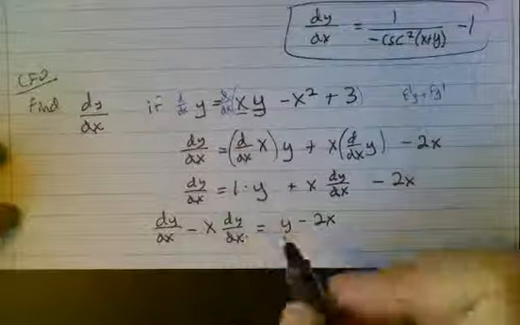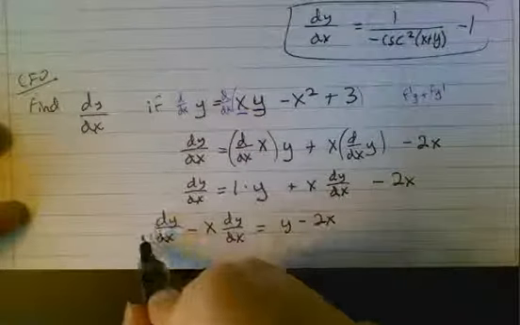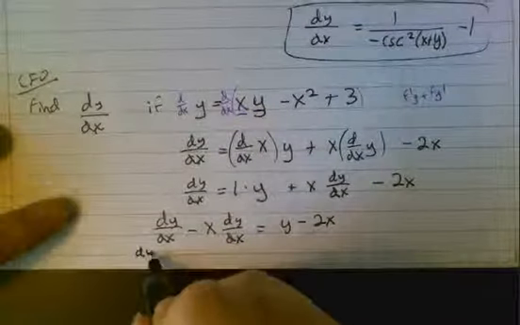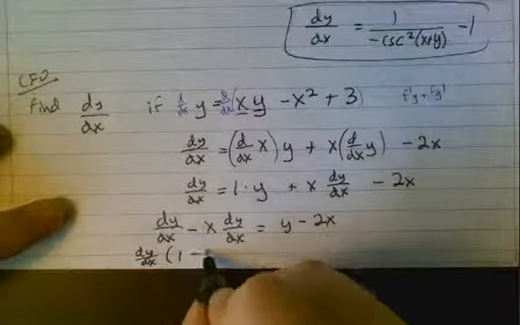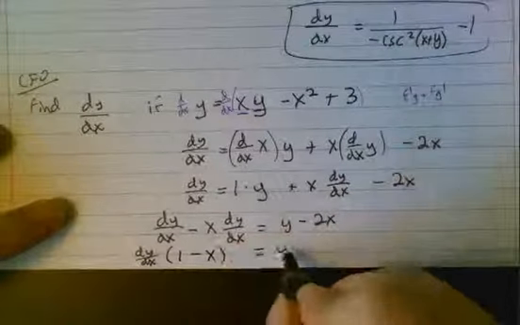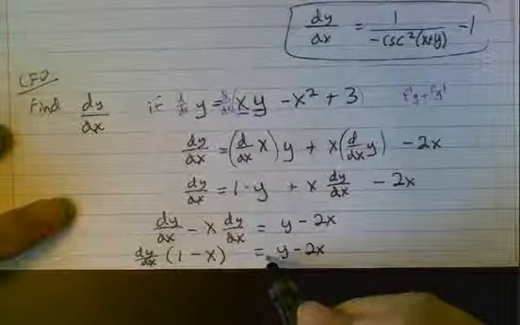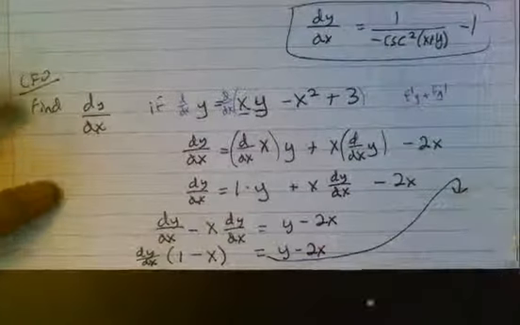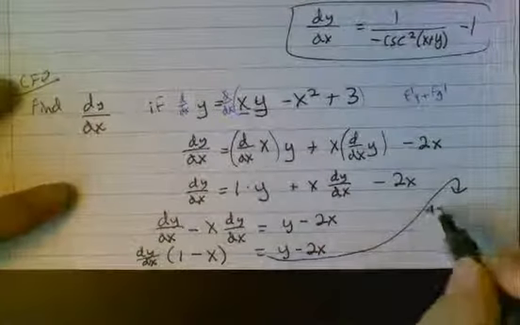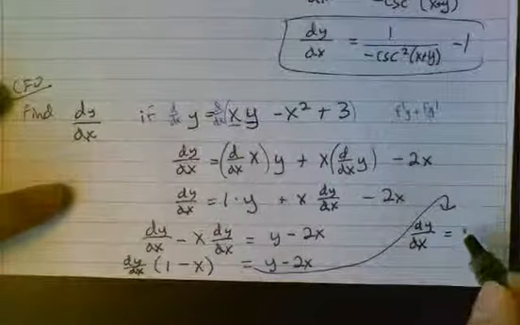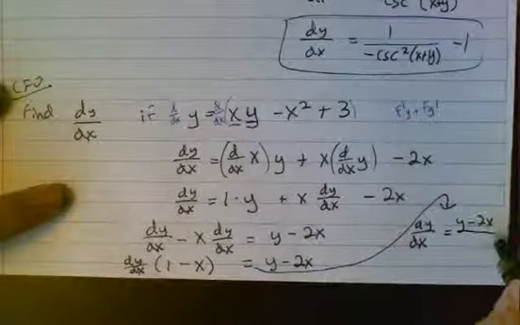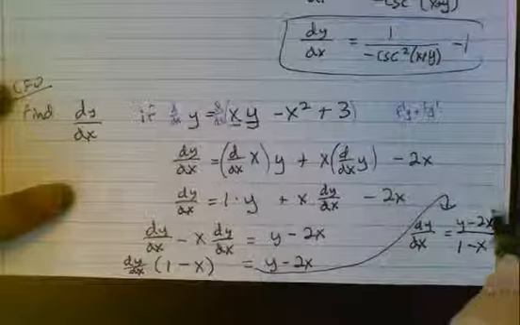Again, I can factor this out. Remember there's an invisible 1 here, so when I factor this out, dy dx, we're going to have 1 minus x over here. That equals y minus 2x. And I can get that dy dx by itself by dividing both sides by 1 minus x. So that's y minus 2x over 1 minus x.